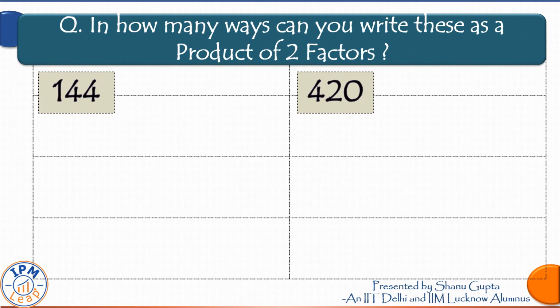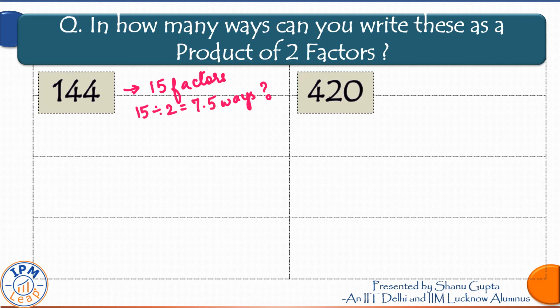Few more practice questions. In how many ways can you write these as a product of two factors? The number 144. We calculated earlier that 144 has 15 factors and 15 divided by 2 is 7.5 ways. Well, how can that be an answer? It should be either 7 ways or 8 ways, not a number in between like 7.5. Don't you think so? So let me clear out this dilemma.